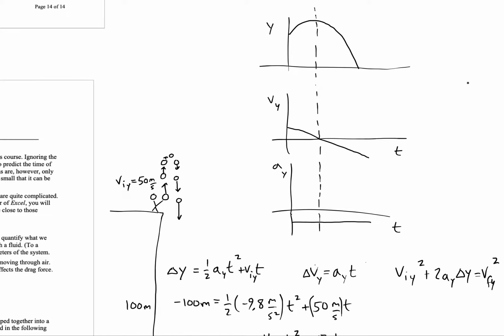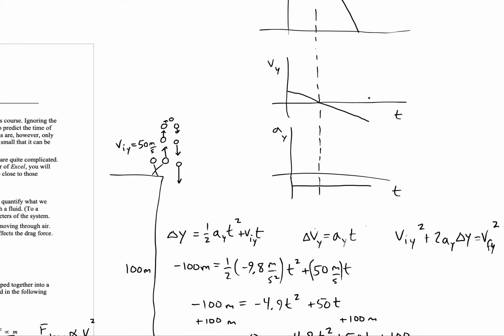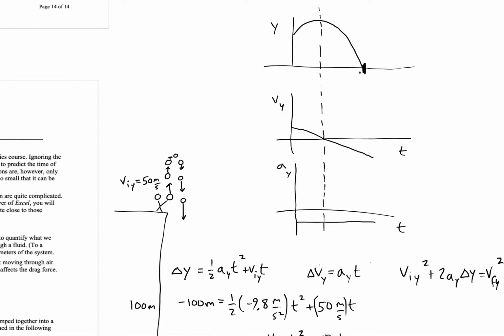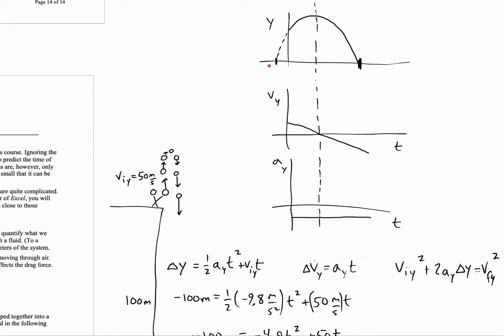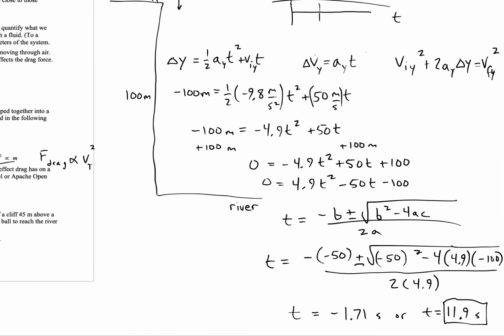That's the way we did it in the past. And so apparently the times that I'm given are here, and also if you extrapolate this back, that's where the negative comes from. So negative 1.71 or 11.9. This just gives me a sense of what I'm looking for in my spreadsheet when I set it up.